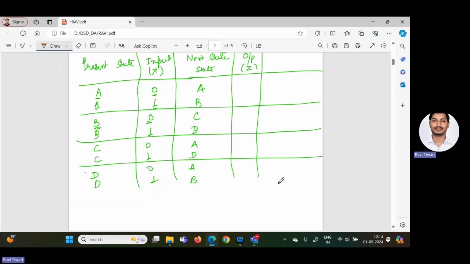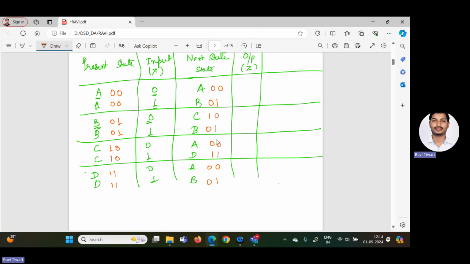Now, as you know, in digital system design we cannot represent anything by alphabets. We have only the binary number system because everything is binary. So as we have 4 states A, B, C, D, we require 2 bits to represent every state. Here I am representing A as 0 0, B as 0 1, C as 1 0, and D as 1 1. Clear? So A is 0 0, B is 0 1, C is 1 0, and D is 1 1 in all the places.